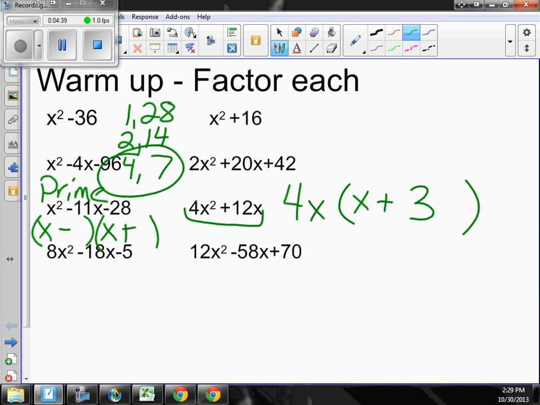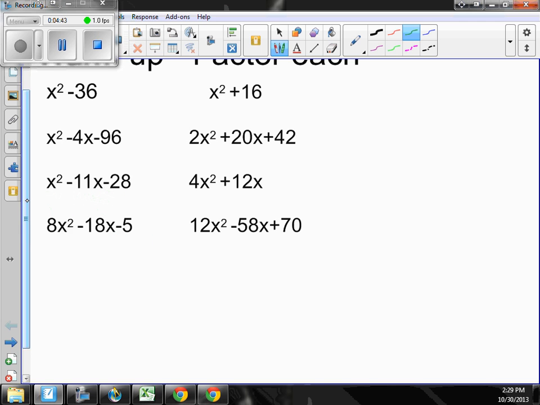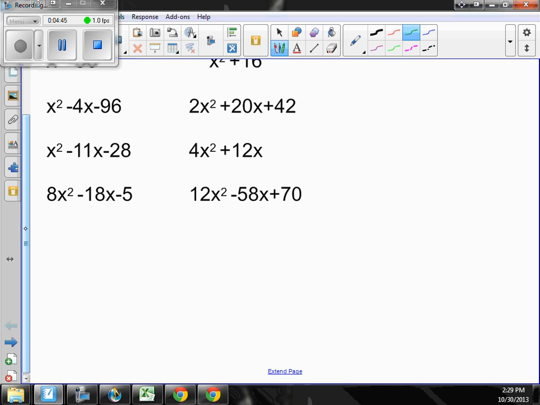Okay? Do we remember how to do this next kind? No? Uh-oh. Multiply these together. Well, first off, can I divide out the 8? No. If I could, that would be nice, but I can't. So I multiply the first one and the last one, and I get negative 40x squared.